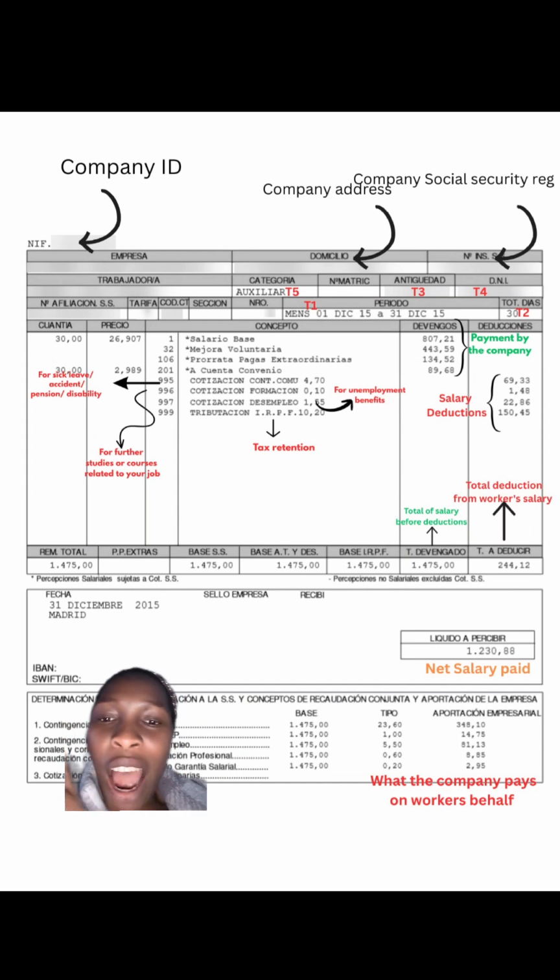So this is how you need to understand your nómina. If you didn't understand something, write it in the comment section, okay? And then I'll try to answer you.